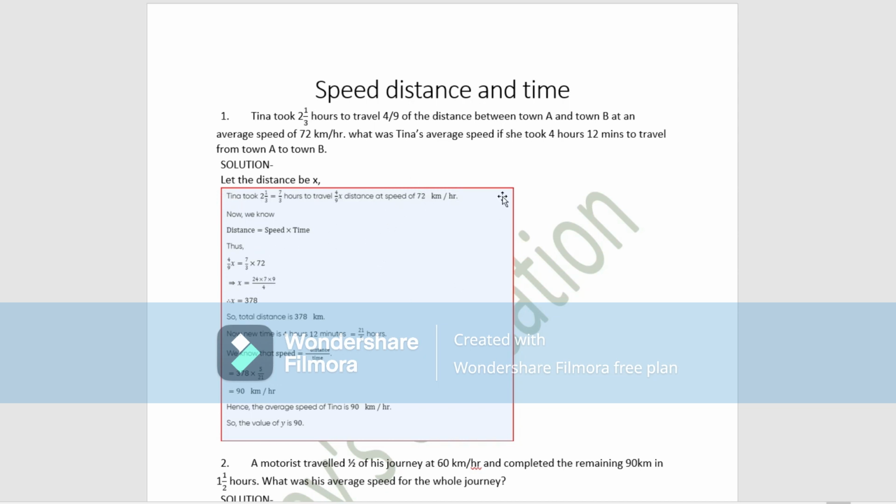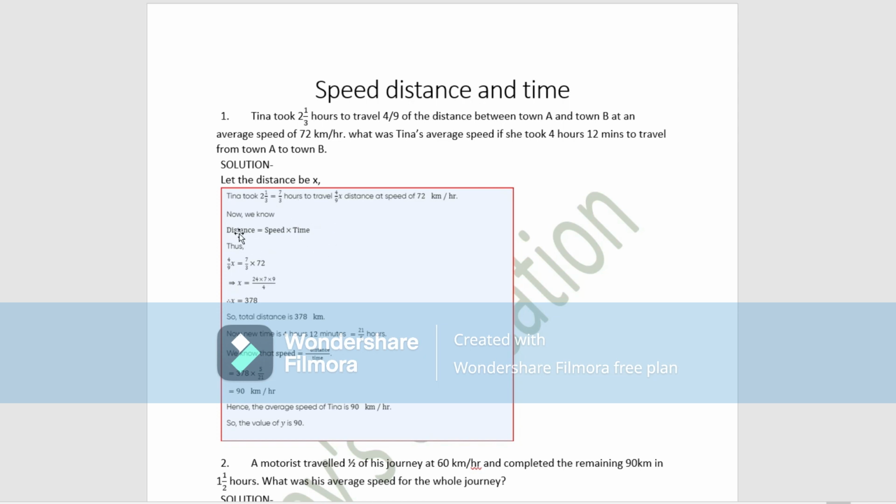So speed is given as 72 km per hour. Distance is 4/9 of the distance between town A and town B, so we are considering 4/9 of x. And the time here is 2 1/3, which is a mixed fraction. We change it into an improper fraction and we get 7/3.